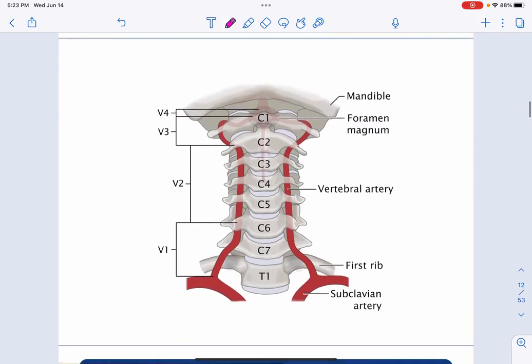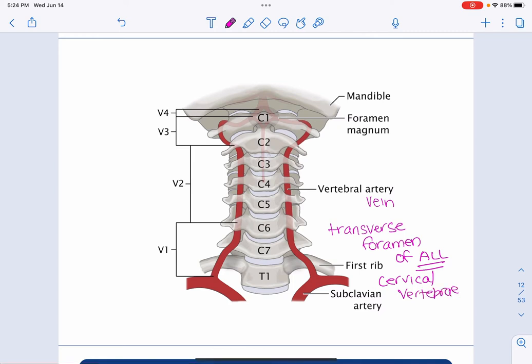This image is showing you how the vertebral artery, and it should show the vertebral vein, is traveling through the transverse foramen of all cervical vertebrae.